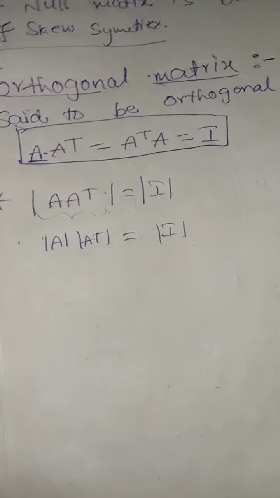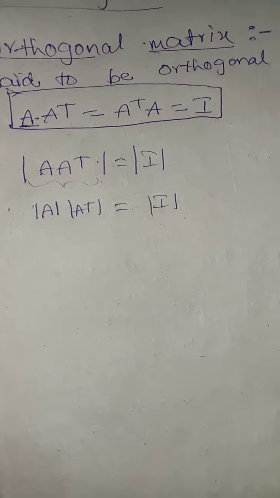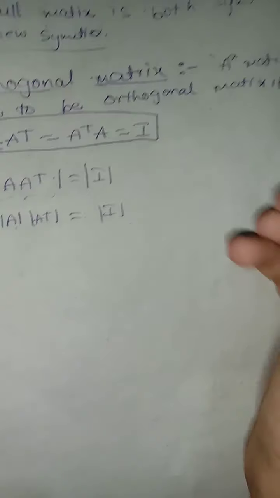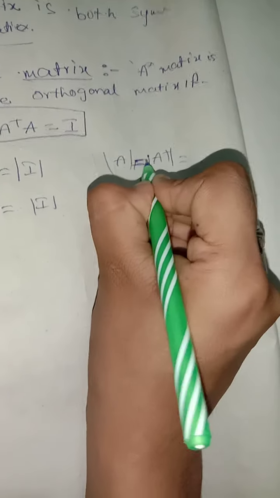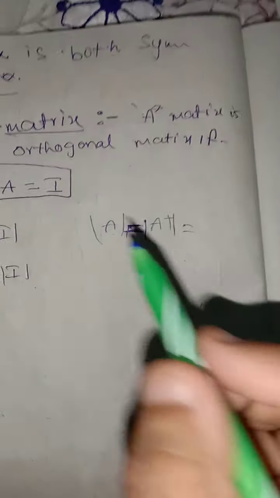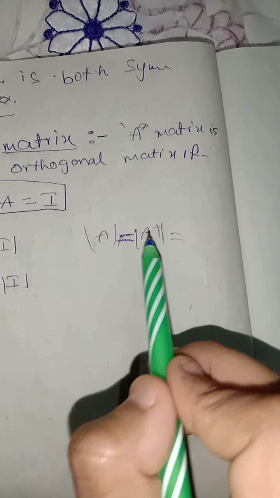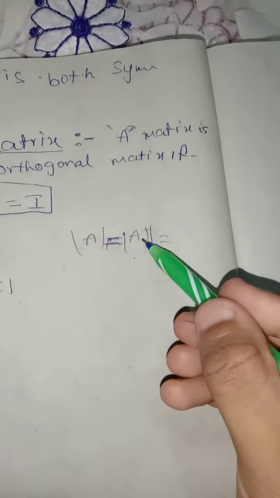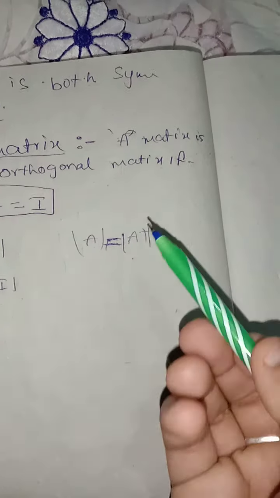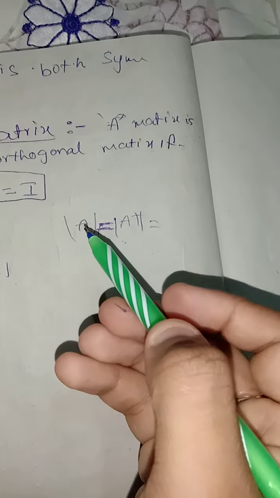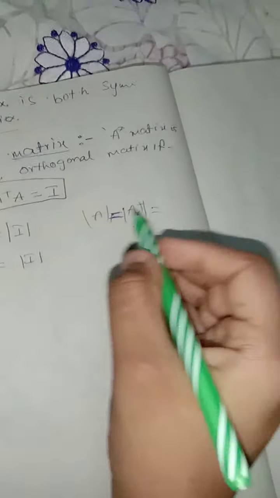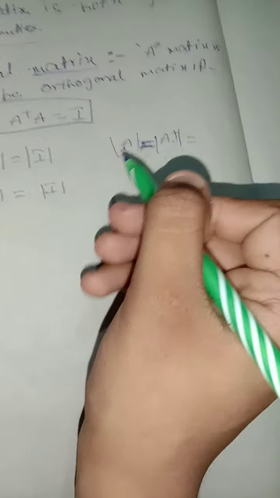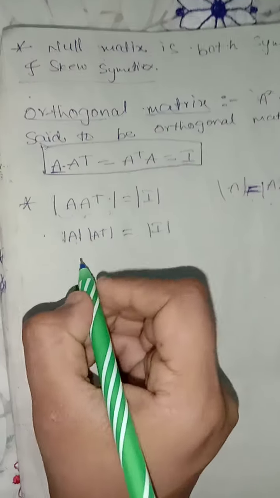Then you know that determinant of A and determinant of A transpose are always equal, because you are just changing the rows into columns and the columns into rows. You are not changing the elements here. So the determinant value will be equal. The determinant of A will be equal to that of its transpose. In the determinants video I will explain this clearly, so don't miss the video on determinants.